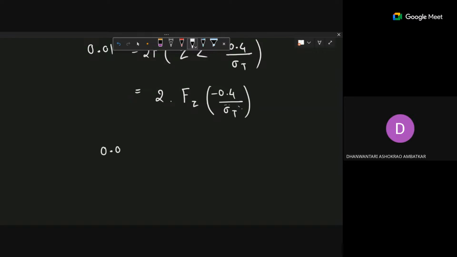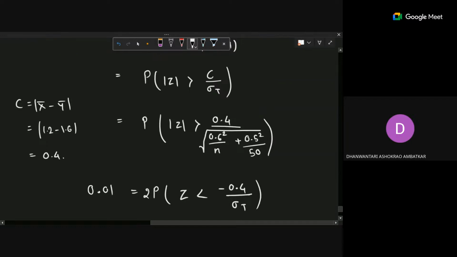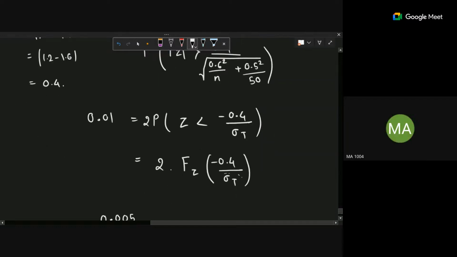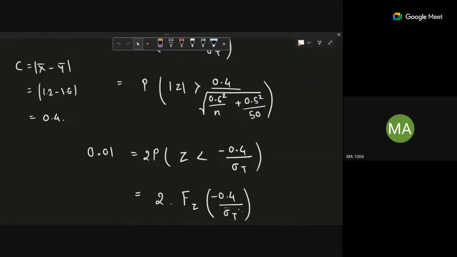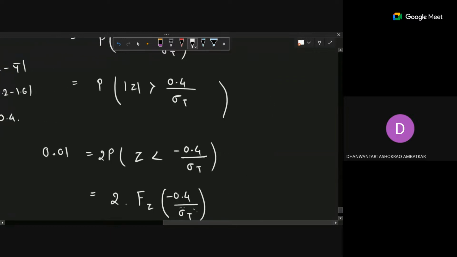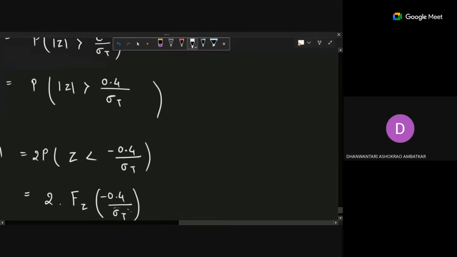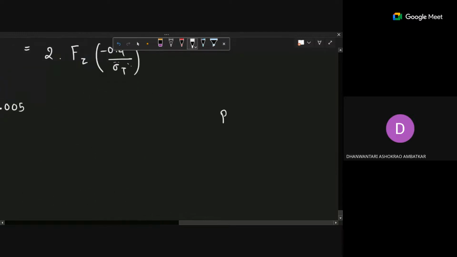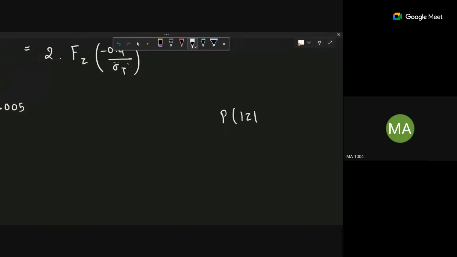C is the mod of x bar minus y bar, right? So why have we taken minus 0.4? Let me just remove this part. Something like that we had, but usually what we take is 1 minus the probability of Z less than C by sigma t, right? I am explaining here.